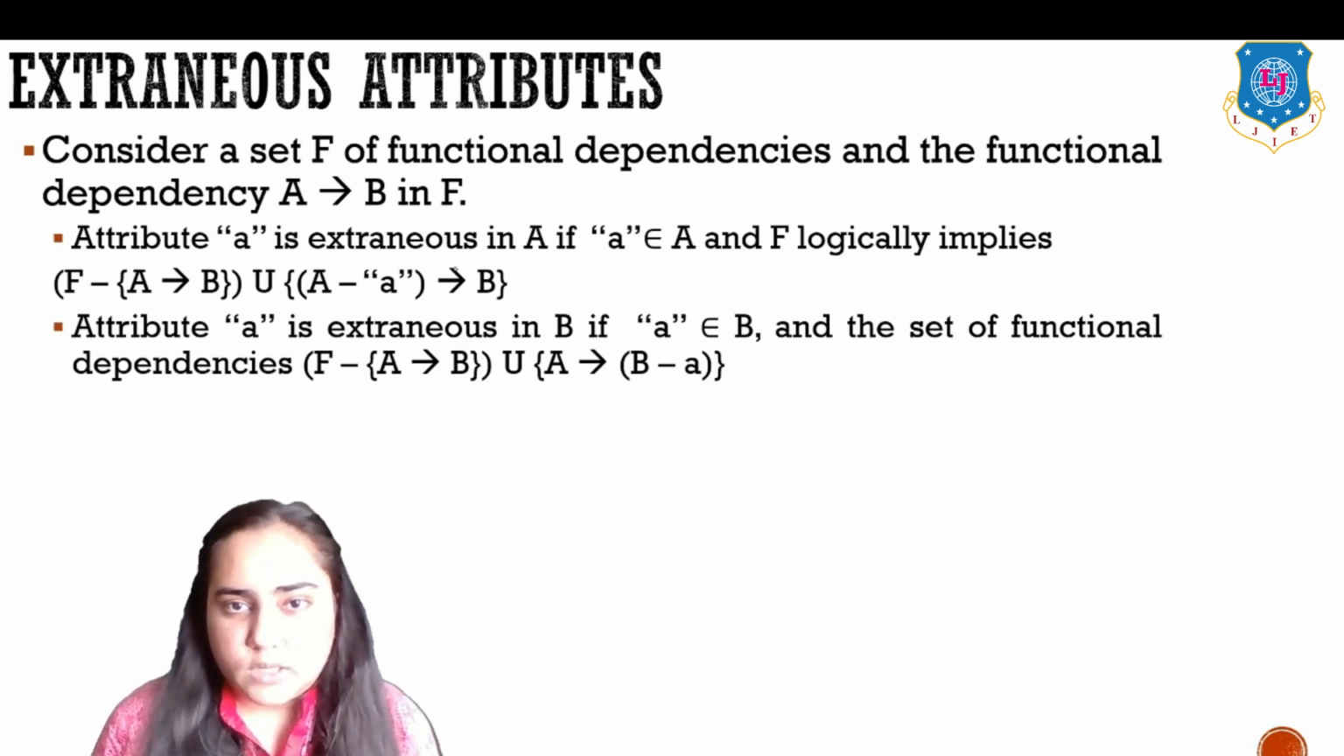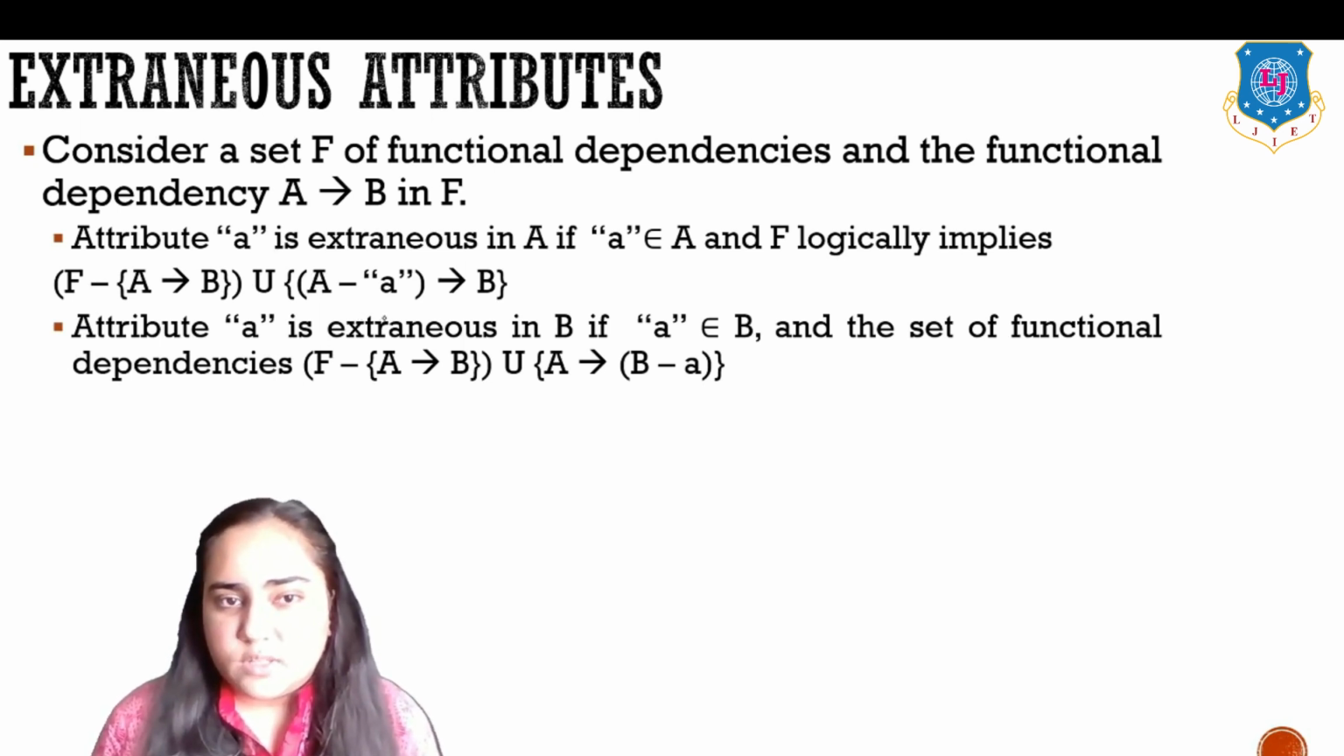Now, if this can logically imply F, which is the set of all the functional dependencies, from which I am removing the original dependency A determines B, and then performing a union of that with a new dependency where I have removed one attribute from the left side of A determines B. So if this logically implies F, which was the original set of dependencies, so if you can derive the original set of dependencies even after removing one attribute from A determines B on the left side, then that attribute small a is an extra attribute and we can remove it.